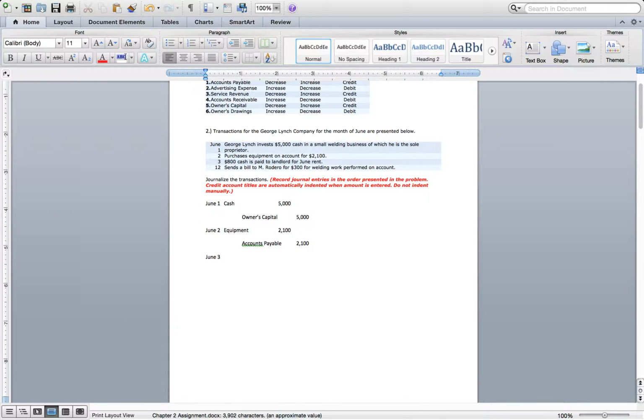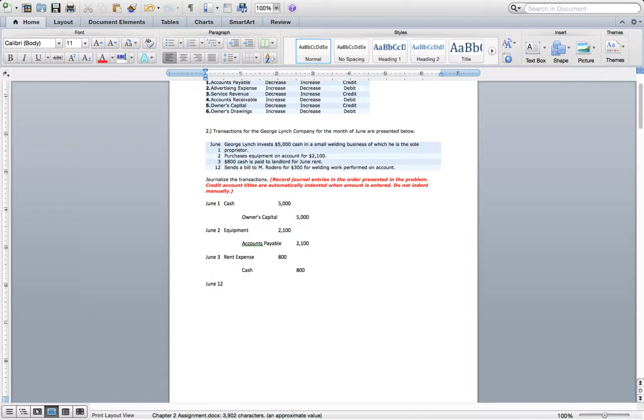Okay, next one now says, you paid $800 cash to landlord for June rent. Well, rent is an expense. Expenses increase with debit, so you want to debit rent expense for the $800. And what do you use to pay for it? Well, you use cash. So you want to credit cash because cash is going down for $800.